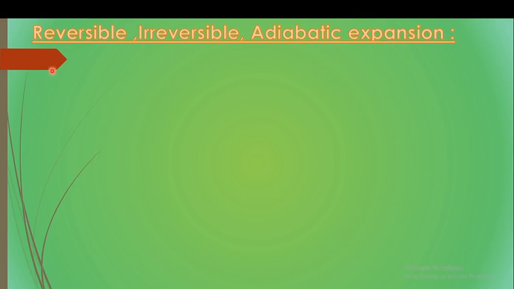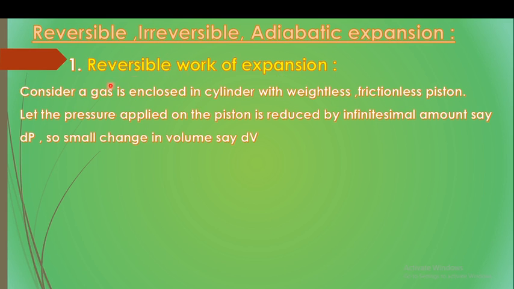In the last lecture, we started the first chapter, that is thermodynamics. In that we studied the different basic concepts, and also the concept of heat capacity. So in this lecture, we will study the reversible, irreversible and adiabatic work of expansion. First we will study the reversible work of expansion. So what is the reversible work of expansion?